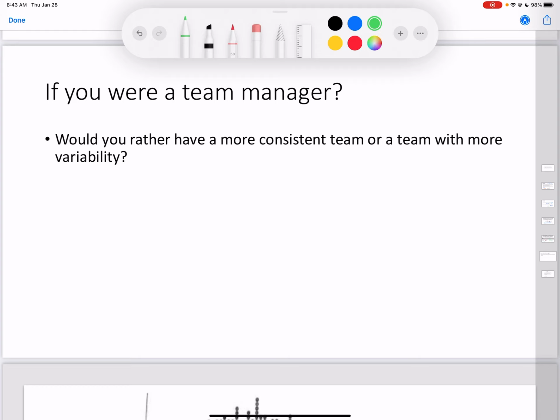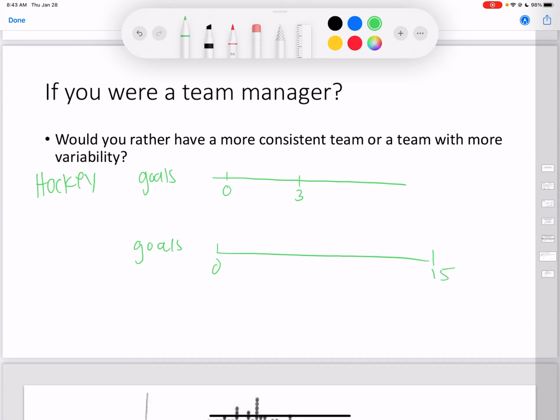Let's say I am a hockey manager and I am looking at goals, the amount of goals that my team makes. And let's say that my team consistently makes between 0 and 3 goals. Would I rather have that, or would I rather my team score between 0 and 15 goals? Do I want a team that has the potential to score really high numbers, or do I want a team that I know the expectations? So this kind of leverages a really interesting conversation. Which one is better to have?